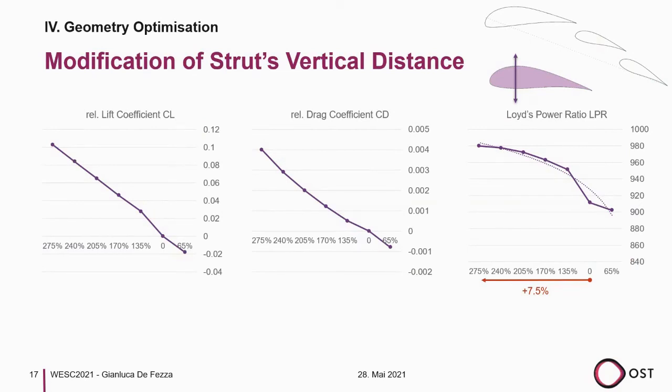The last optimization was the vertical distance to the main, like here. And for that, we recognized that it is most beneficial when we increase the distance. So we move the strut airfoil further away from the whole airfoil system. And we recognized that LPR is somehow stagnating a little bit. It doesn't make any difference anymore below here. However, we improved LPR only 7.5%.